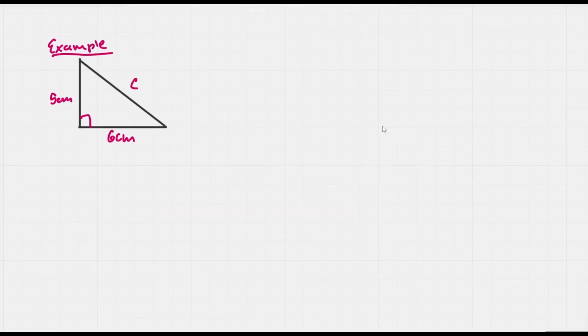Now we're going to be doing an example question involving a diagram that they've given us. So let's start here. First, we know it's a right angle triangle right away because we see a little square here. They have given us both A and B, but we don't know what C is. What is our C? That's what we need to find out. We don't know what our hypotenuse is.